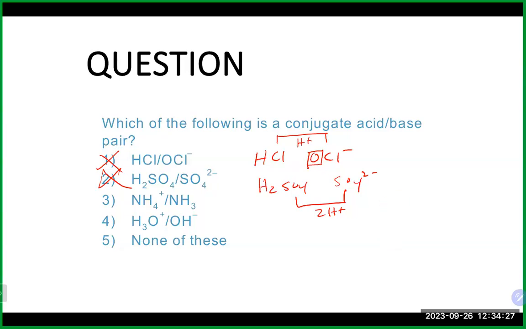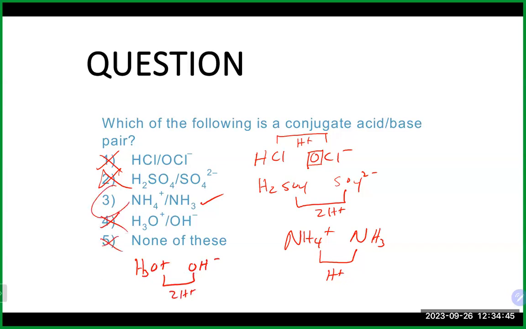How about the next one here? Yeah, so this one again is a difference really of just one hydrogen, so I'm going to go with that. It's good. How about our H3O plus and our OH minus? Now that's a couple of hydrogens difference. So I'm assuming that would not be the right answer either. So I'm going to go with 3. That looks like the only one here.